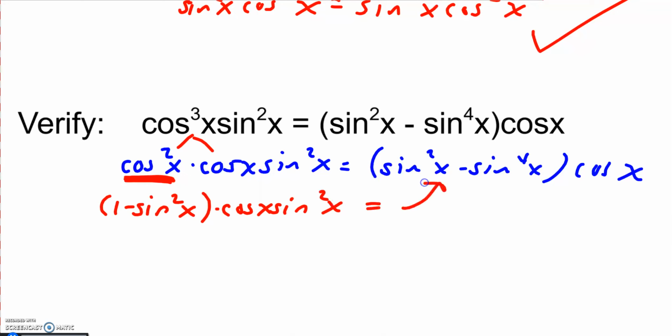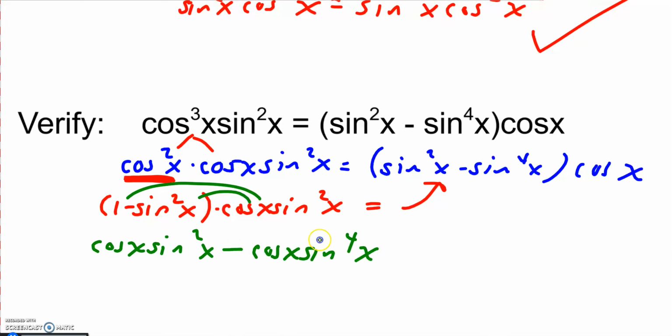Equals this. Okay, now I have a parenthesis. If I replace that with cosine squared x, I'd be going right back up here, and that's not what I want. So what if I distributed this in? Because notice I have a subtraction sign over here, and maybe if I distribute that would help. 1 times this is just the same, cosine x sine squared x. This times this would be minus cosine of x sine to the 4th x. Does that equal this?